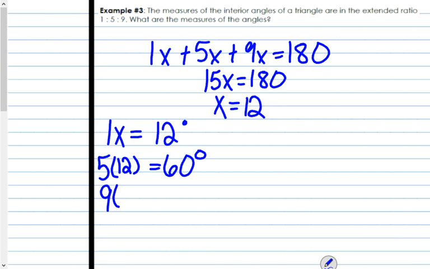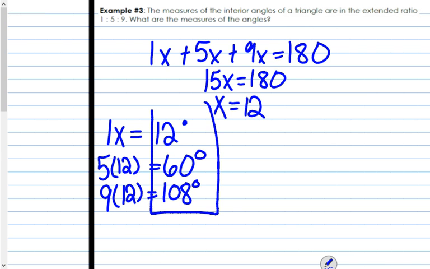And one angle is 9x. 9 times 12 is 108. And if I add up 12 plus 60 plus 108 together, I would have 180 degrees. Okay? I divided up the triangle angles into an extended ratio of 1:5:9.